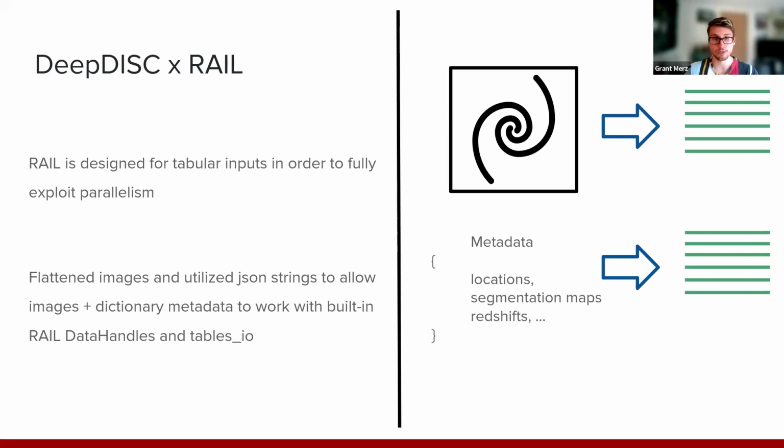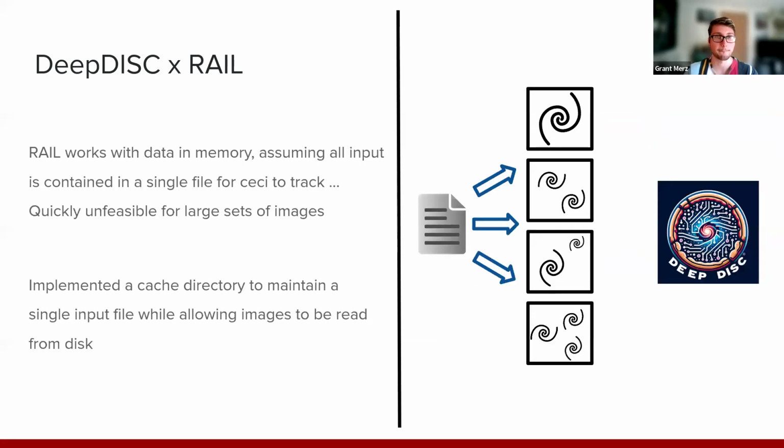And just through some clever encoding of this metadata into JSON strings and applying this encoding to the existing RAIL framework, we were able to basically get it working without inventing a new RAIL data class or anything like that. So we're able to use the existing RAIL structure using some clever encoding of metadata and then flattening the images to basically mimic tabular data.